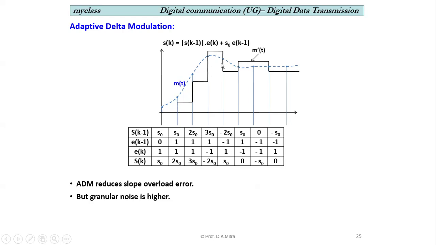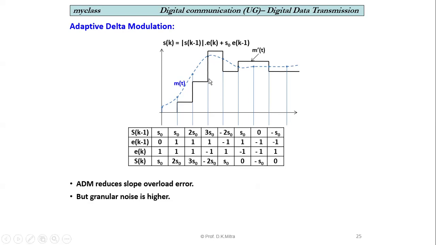Here, we find that Sk minus 1 is 3S0, because the signal was going up and up. So I took a 3-time step. That means you take a 3-step jump, right?